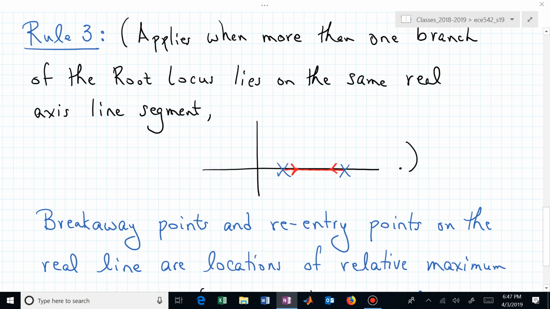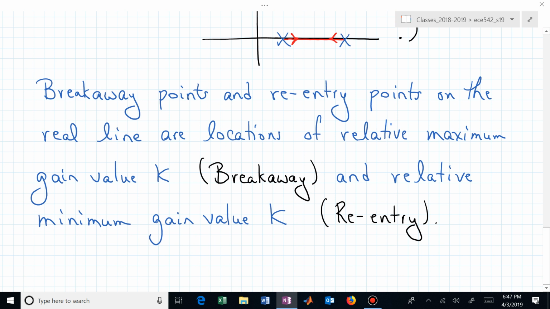So breakaway points and reentry points: they break away when these 2 meet, and that may vary from just the algebraic mean, depending on how many poles and zeros we have. And we'll calculate the relative maximum of the gain value. We figured out a gain expression in one of our earlier examples. That might get more complicated later, but we can figure out where the relative max and relative min of that k expression are, and use that to figure out where we break away and where we re-enter the real line. Those are the 3 rules that we need to get under our belt for exam number 3.